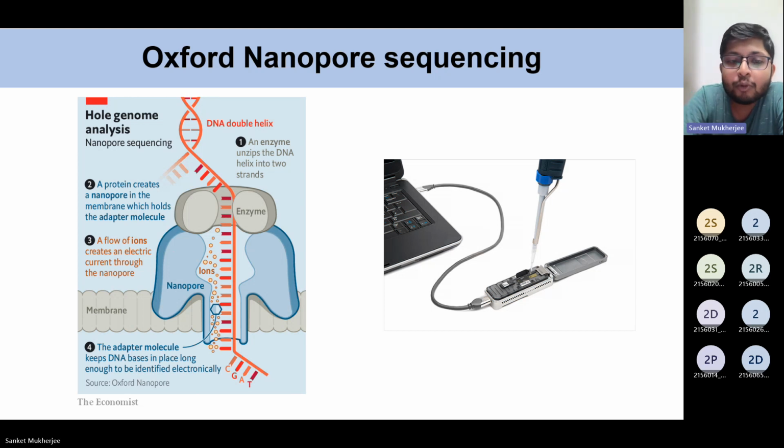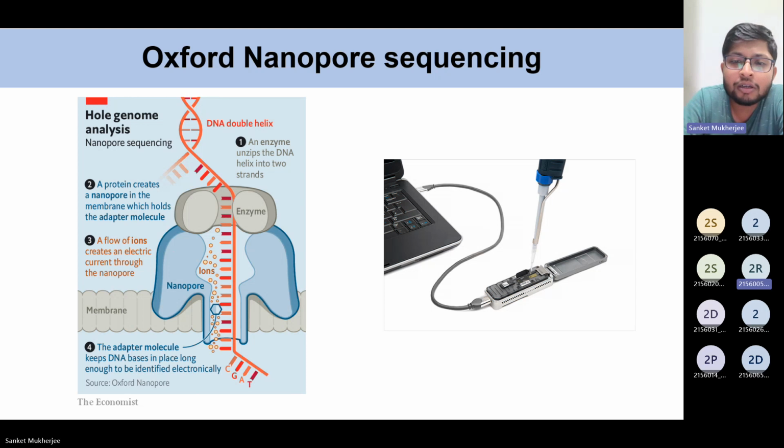So if there are modified bases like methylated cytosine, will it give the same output as a cytosine? No. Even methylated bases can also be checked using this kind of technology. Here also the helicase is patented, so they have optimized it.